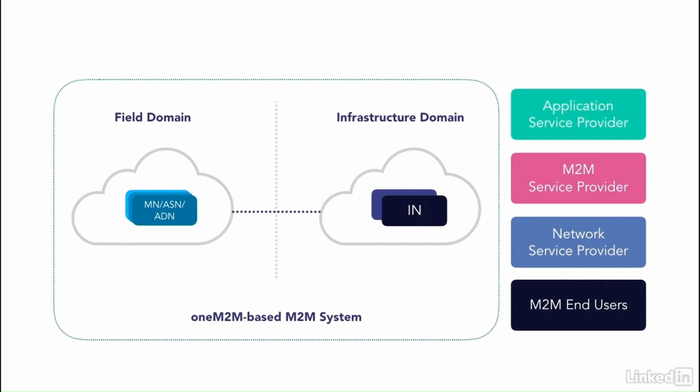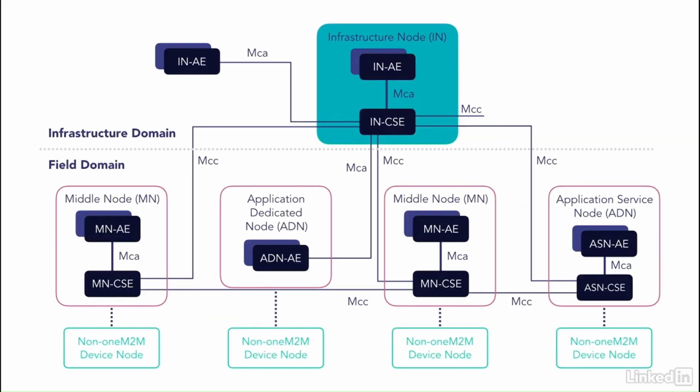With these oneM2M nodes in mind, we can construct a oneM2M system configuration shown in this diagram in oneM2M terminology. First, we can separate the oneM2M system into two domains, as we mentioned before. One is the infrastructure domain, consisting of infrastructure nodes, and the other is the field domain, containing other kinds of oneM2M nodes. And we also depict some of the key actors of the oneM2M system here. Having this in mind, let's see how these nodes deployed in these two domains interact with each other.